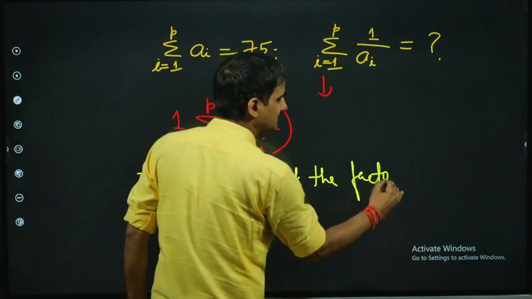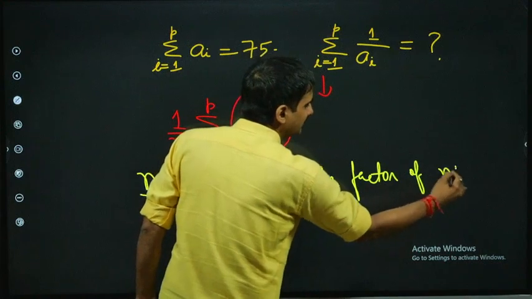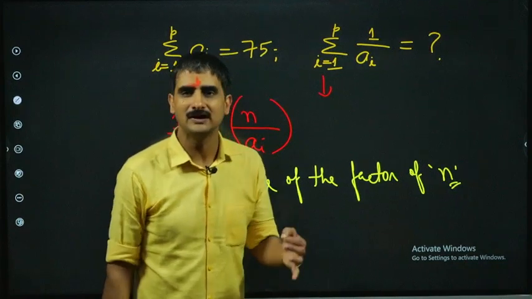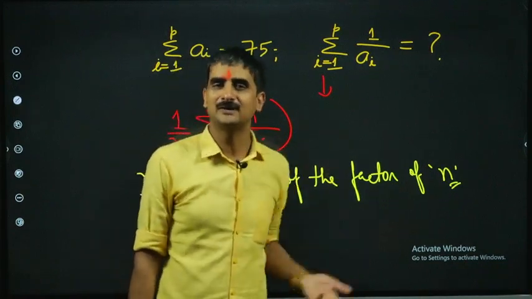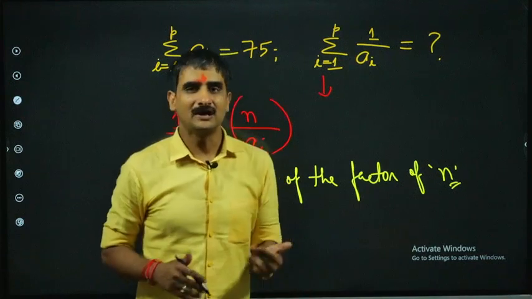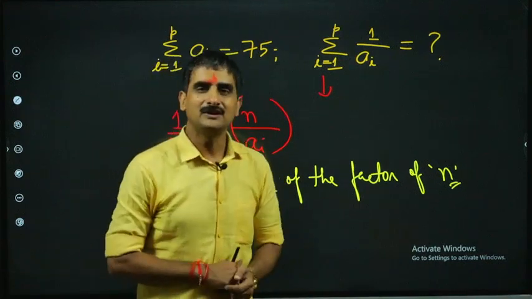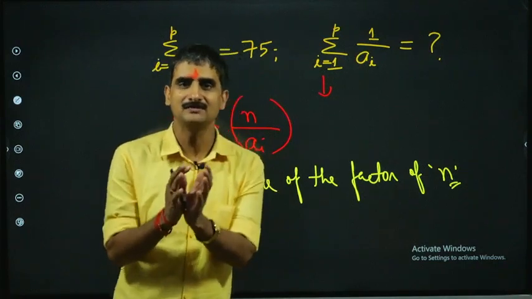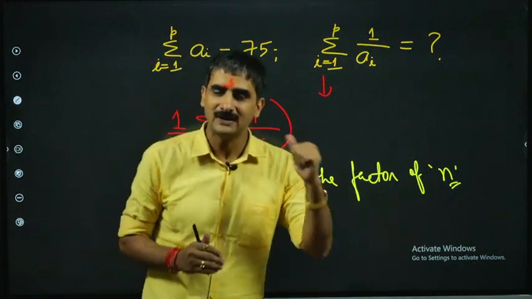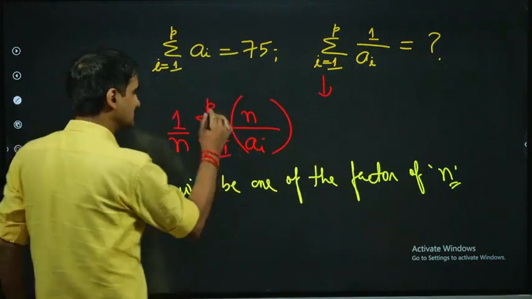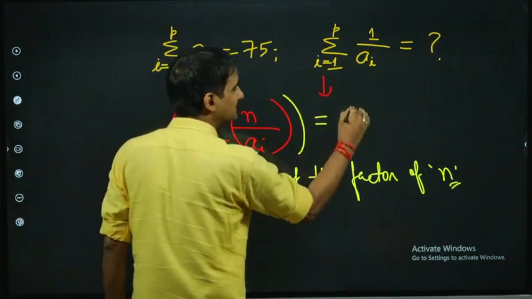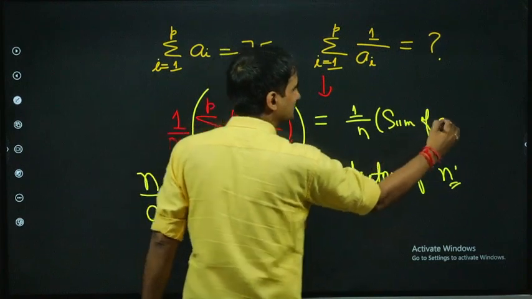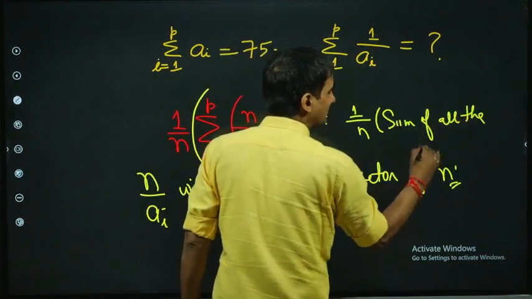All of you agree? Say, for example, if I consider n to be 24 and ai is 3, so 24 divided by 3 is 8. 8 is another factor of 24. If ai is 12, 24 divided by 12 is 2, another factor of 24. So when a number is divided by one of its factors, you get another factor. So what does that mean? That means this is simply again nothing but the sum of all the factors. All of you agree or not? It is again the sum of all the factors.